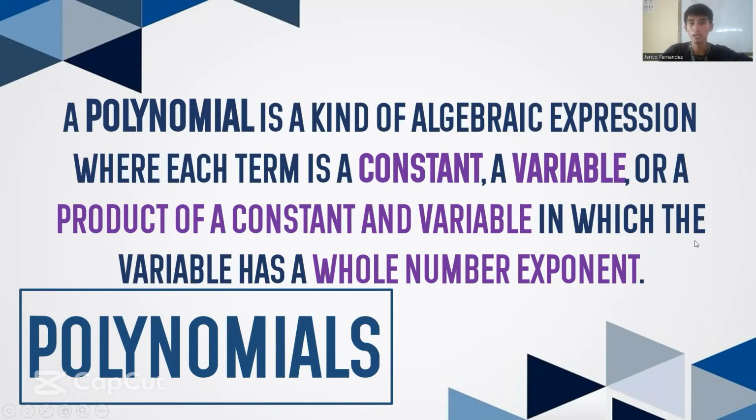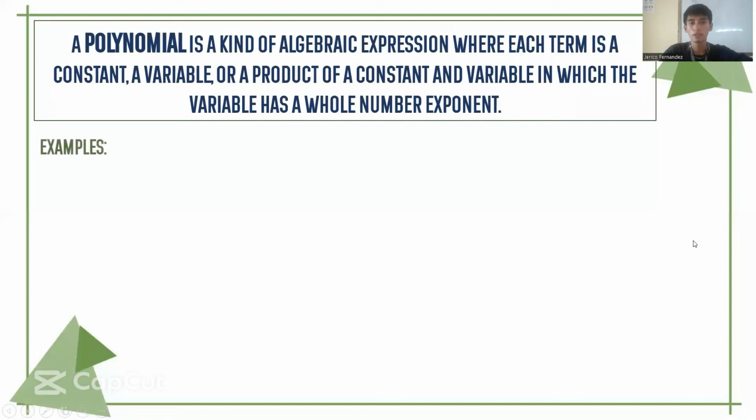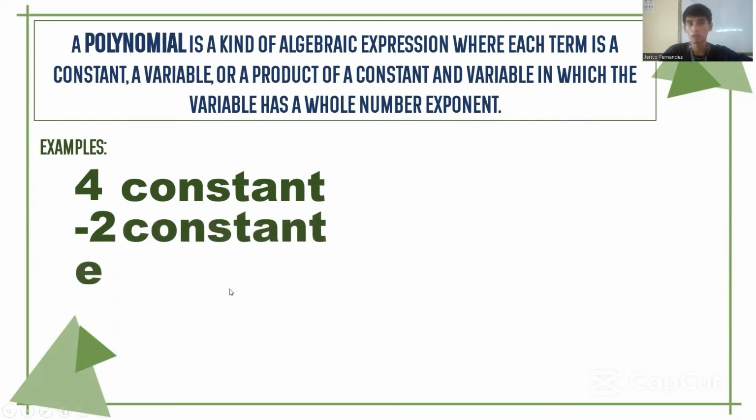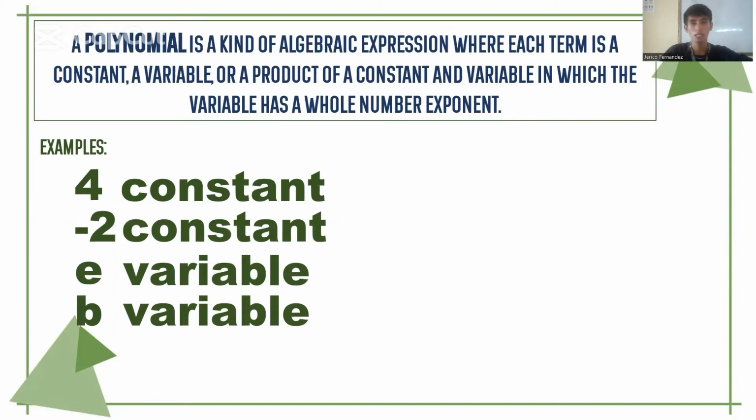Okay, so we have following examples. Our 4 is a polynomial because 4 is a constant. How about negative 2? It is also a polynomial because it is a constant again. A, polynomial? Yes po, kasi siya ay variable. B, polynomial? Yes po, variable din po siya.